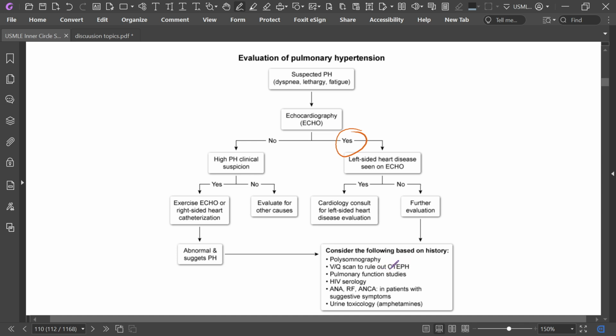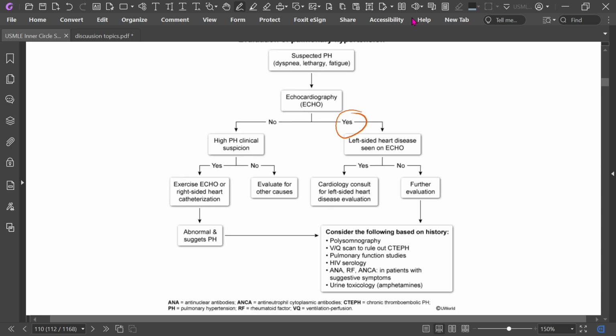VQ scan to rule out CTEPH, that means chronic thromboembolic pulmonary hypertension. Pulmonary function test should be done, HIV serology, ANA, rheumatoid factor, ANCA in patients with suggestive symptoms, and urine toxicology for amphetamine.